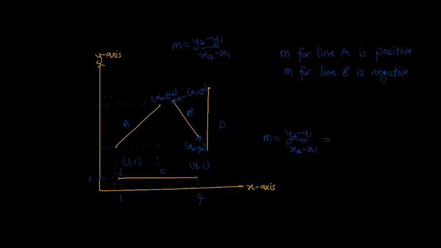We have our y2, which is 1, minus y1, which is 1, over x2, which is 4, minus x1, which is 1. So we are going to have 0 over 3, and 0 divided by any number will give us 0. So if we have a horizontal line, we are expecting the gradient m for line C to be 0.